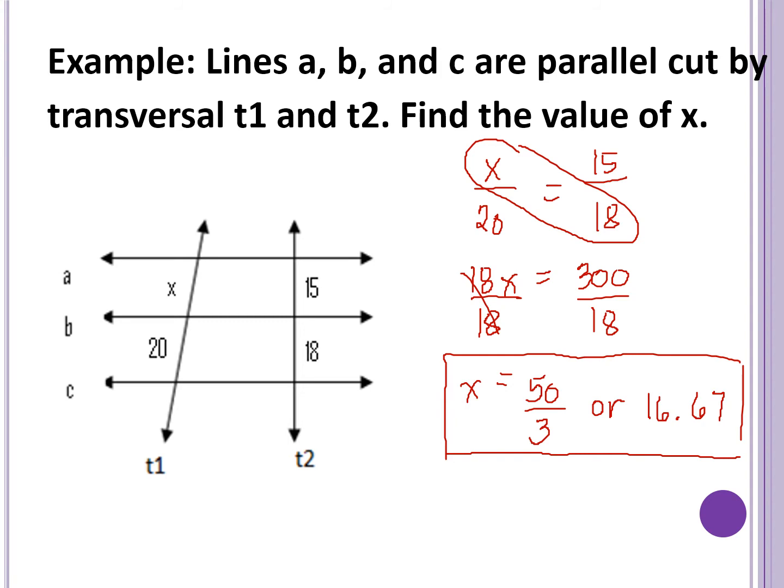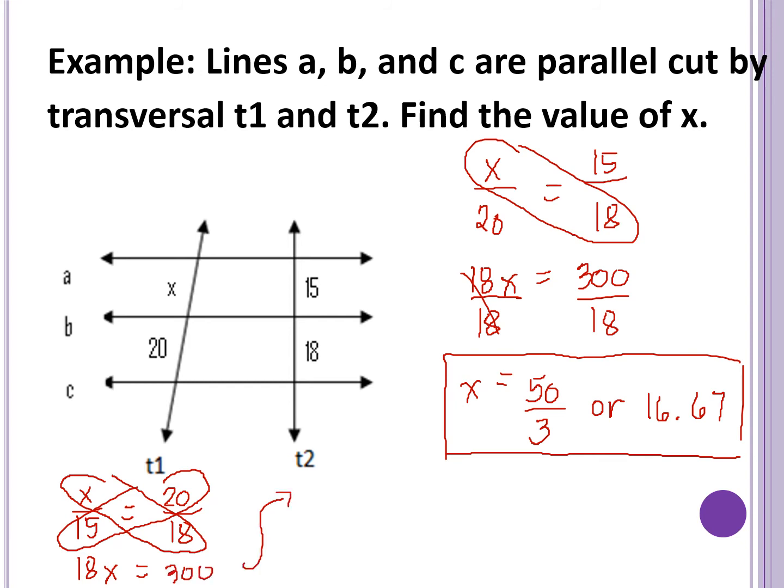We can also write the ratio X is to 15 is equal to 20 is to 18. If we cross multiply, still we will get 18X is equal to 20 times 15, and that is 300. Divide both sides by 18. Still we will get X is equal to 16.67.